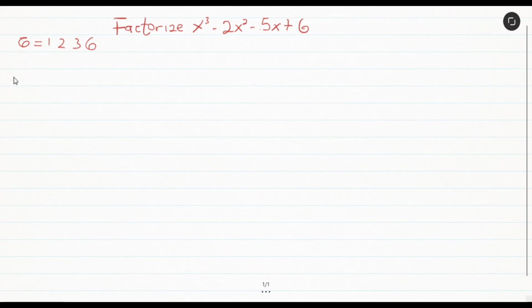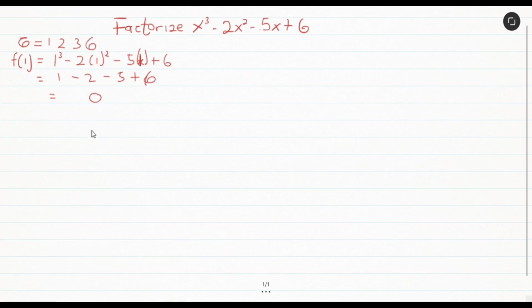So let's try 1. It means that f of 1 will be 1 cubed minus 2 times 1 squared minus 5 times 1 plus 6. If I go forward to simplify, I'm going to get 1 minus 2 minus 5 plus 6, because I'm going to put 1 here as well. This side will also be 1. So minus 5 times 1 will be minus 5. Then I'll go ahead to say that 1 minus 2 minus 5 plus 6 is going to give us 0.